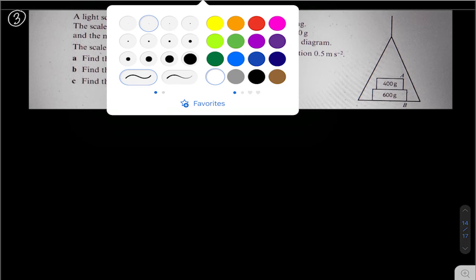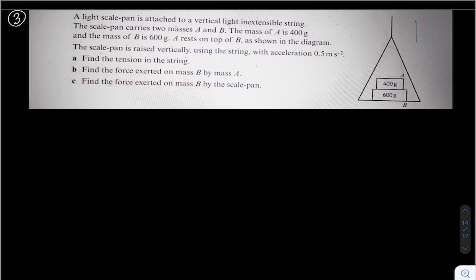So this acceleration is 0.5 meter per second square. Find the tension in the string. We need to find the tension. So this is the tension in the string, we need to find this. Also the force exerted on mass B by A and the force exerted on mass B by the scale pan.